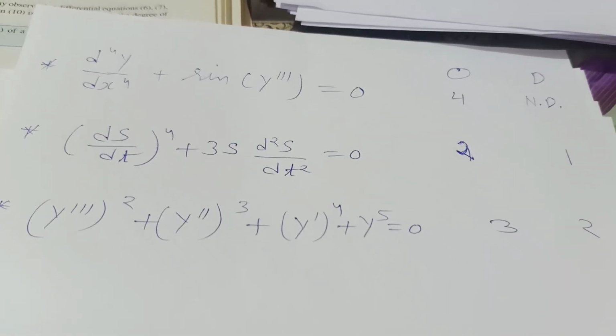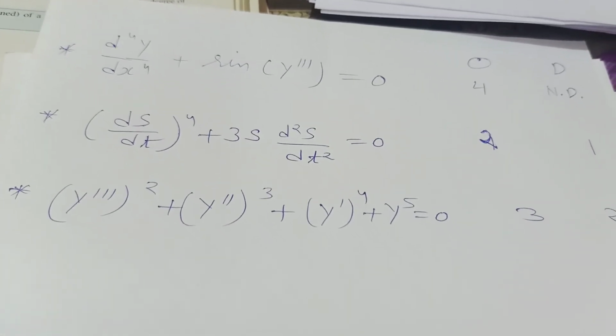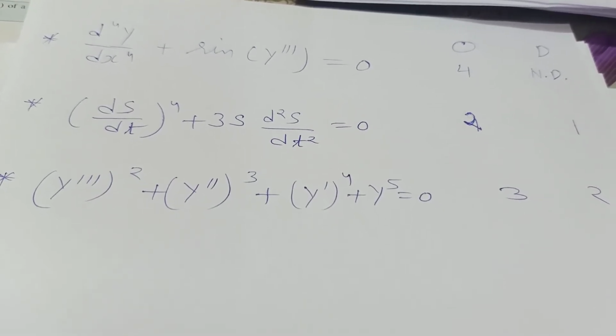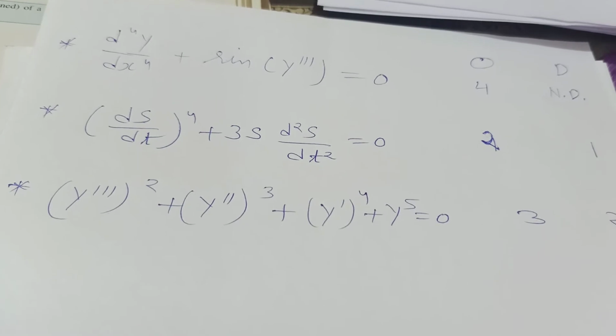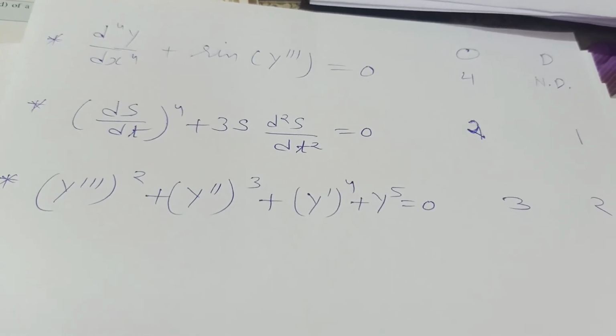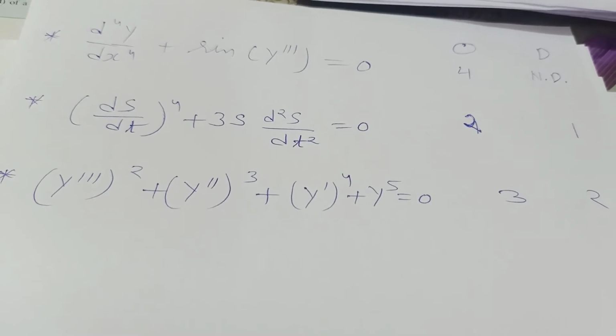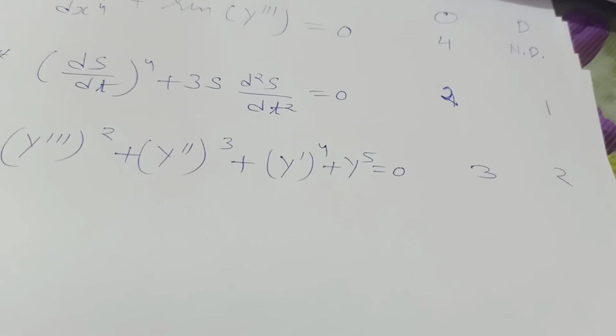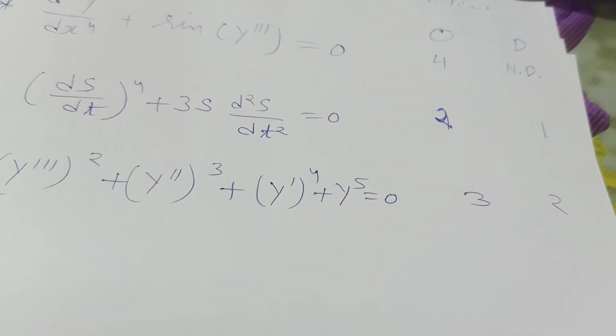Then we have (y triple dash) square plus (y double dash) whole cube plus (y dash) raised to 4 plus y raised to 5 equal to 0. Here the highest order derivative is 3. Therefore the order is 3. And the power of the highest order derivative is 2. Therefore the degree is 2. That's how we find order and degree.